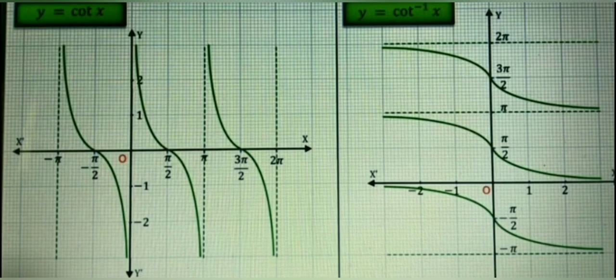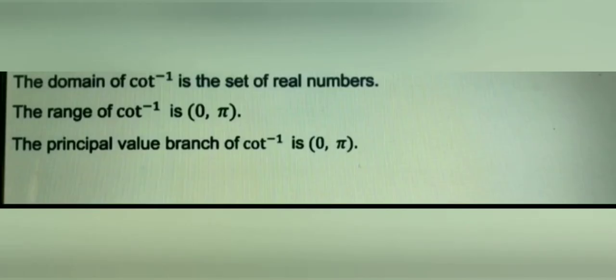function. To make it one-one onto function, you'll find the domain is restricted from minus pi to 0, 0 to pi, and pi to 2 pi. The domain of cot inverse is the set of real numbers. The range of cot inverse is in an open interval 0 to pi, and the principal value branch for cot inverse is in an open interval 0 to pi. This is important, the principal value branch. You have to remember that.